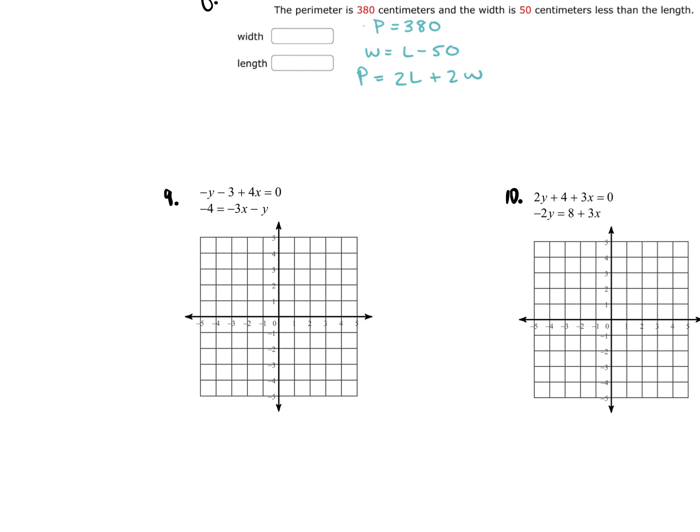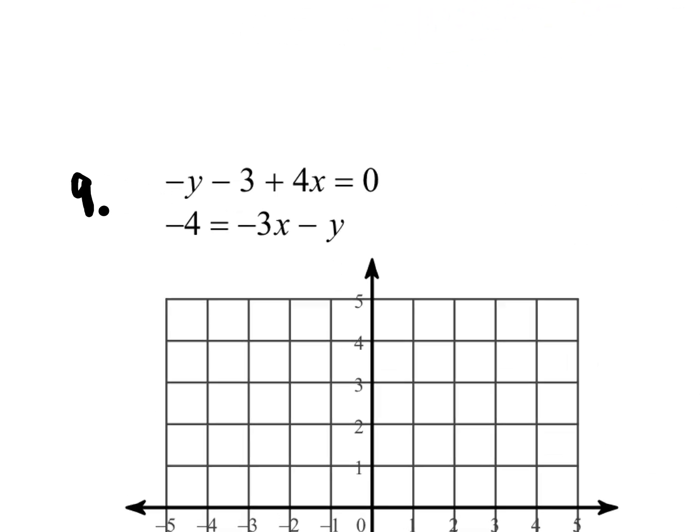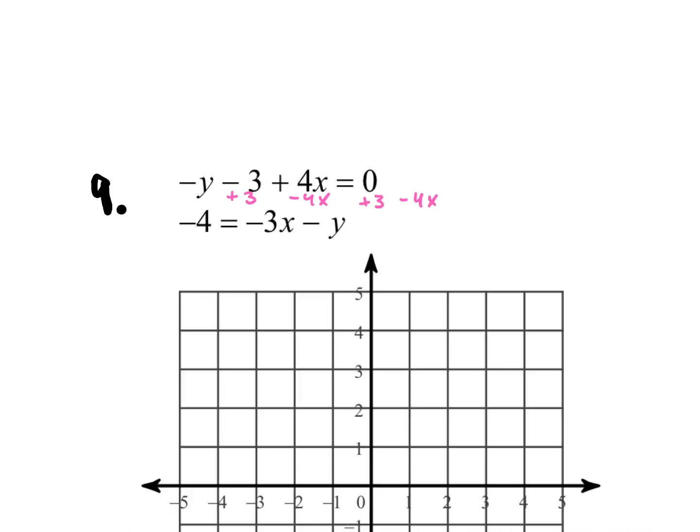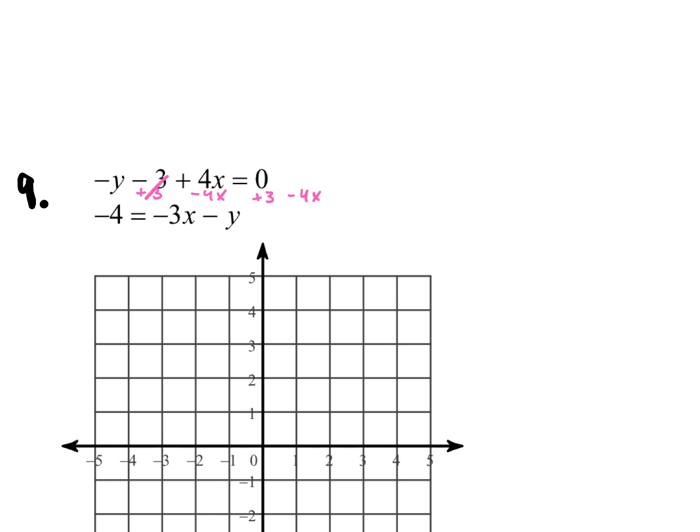So with number 9, we want to write the equations in the form of y equals mx plus b. That way we can graph our lines a little bit easier. So for number 9, what could I do to make this in the form of y equals mx plus b? Add 3 and subtract 4x. We could do that. Or you could have added y. That's fine too. Either way works. It would probably be less steps just to add the y, but we can do it this way.